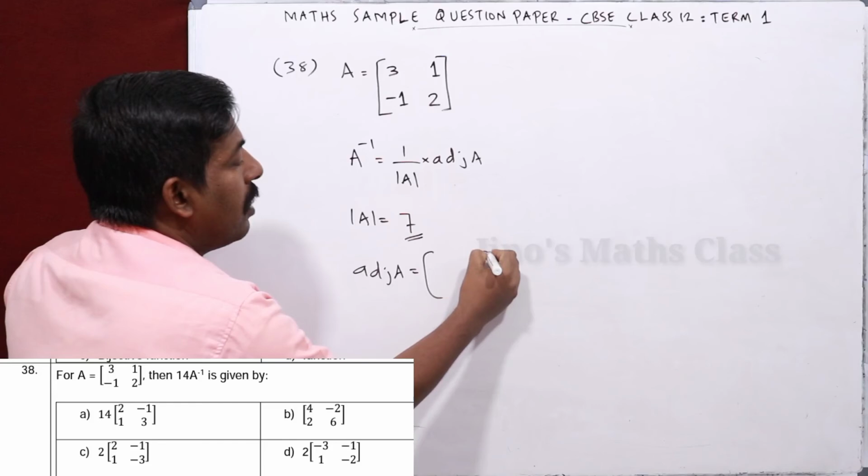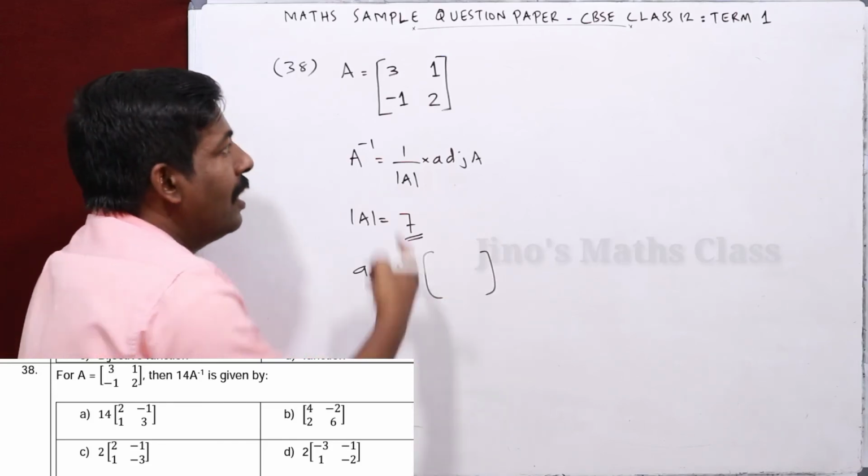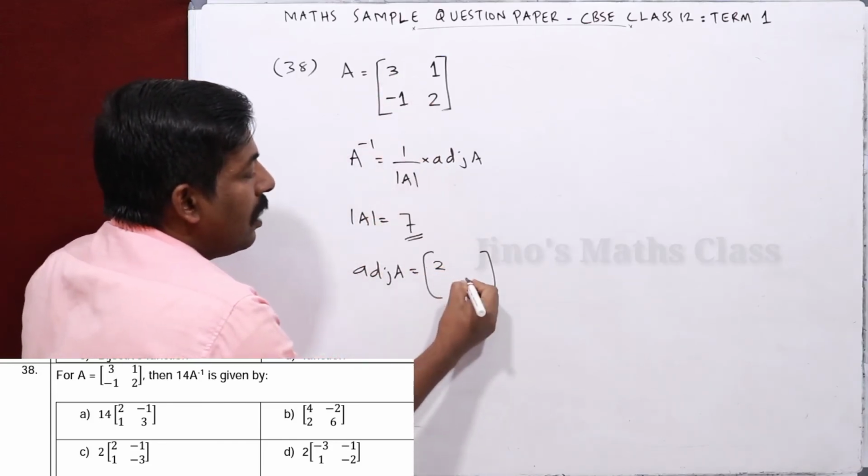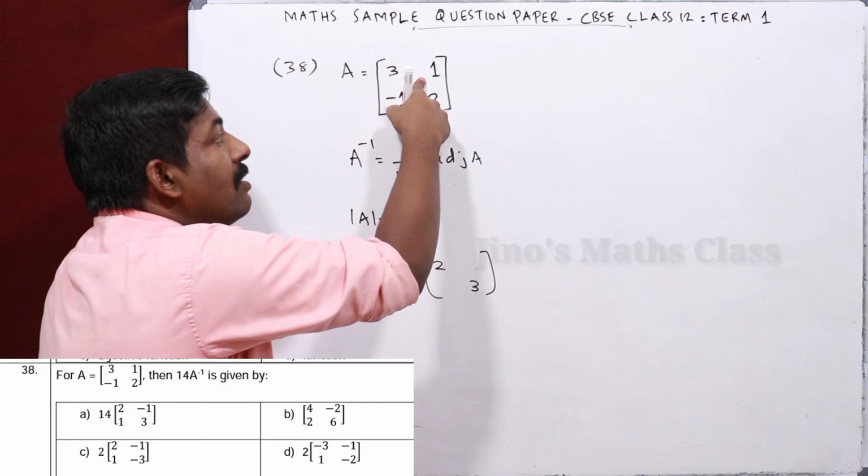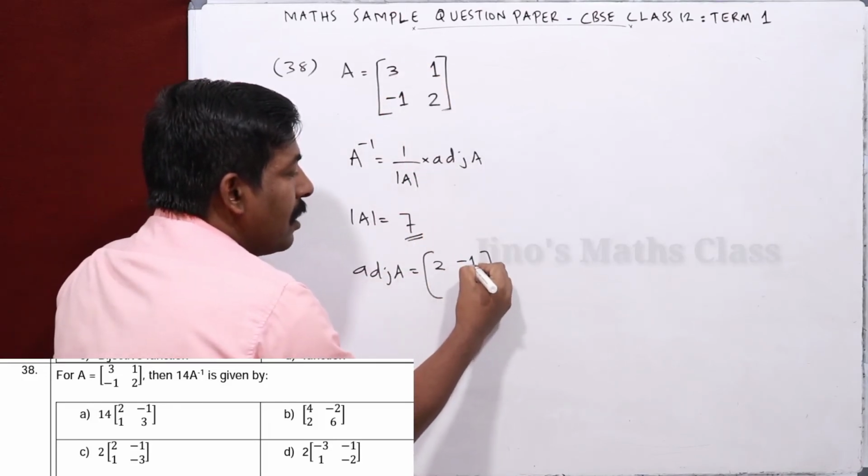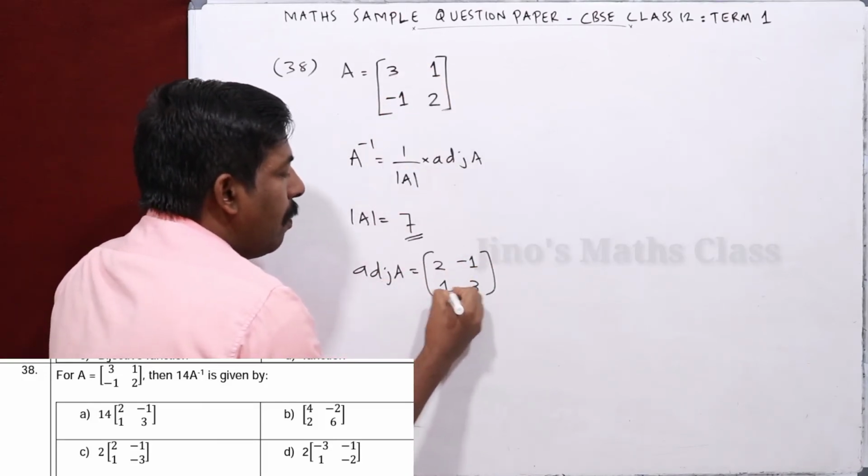And for a 2 by 2 matrix it is easy to write adjoint A. Just interchange the diagonal elements. So here 2 and 3. Then change the sign of the non-diagonal elements. That means here it is minus 1. Here it is plus 1.